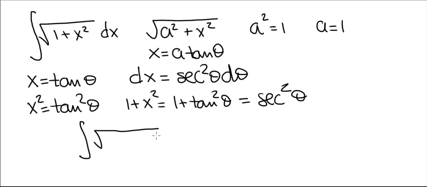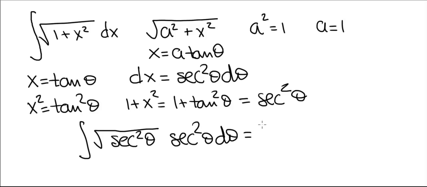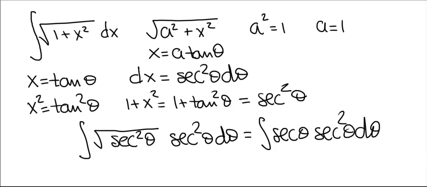Now return to the integral. Get rid of the x's, replace the x's in terms of theta. 1 plus x squared is replaced with secant squared theta. dx is replaced with secant squared theta d theta. We can assume the square root of secant squared is secant, and our integral becomes secant theta times secant squared theta d theta. And of course, this simplifies to the integral of secant cubed.